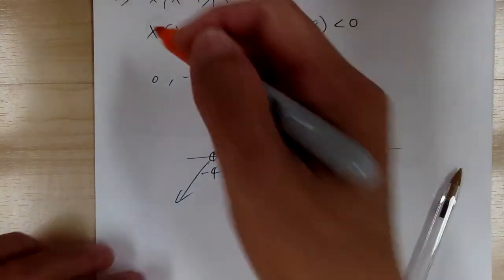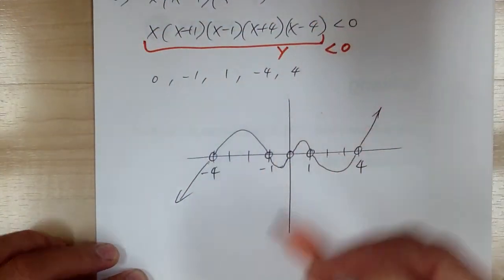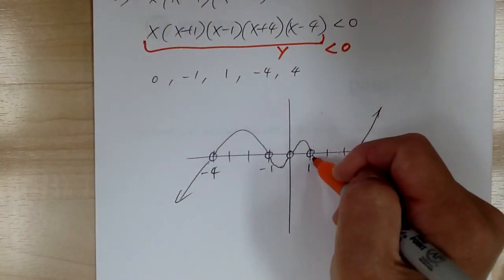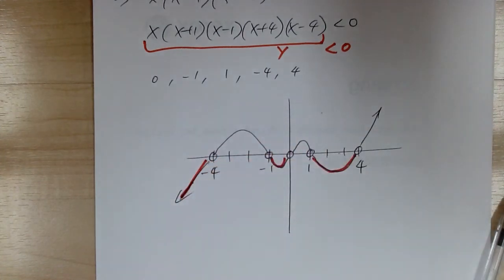Now again, you got to look for this part over here. So that's y less than 0. Okay. So you're looking for y less than 0. So that is this part right over here, this part right over here, and this part right over here. Right. Again, less than 0 is down below.